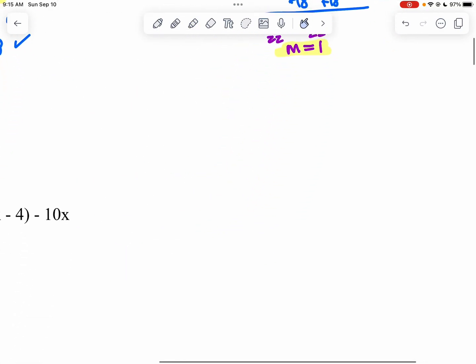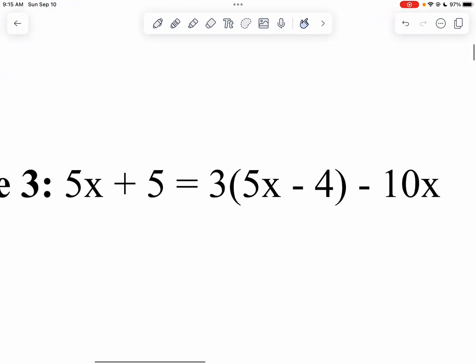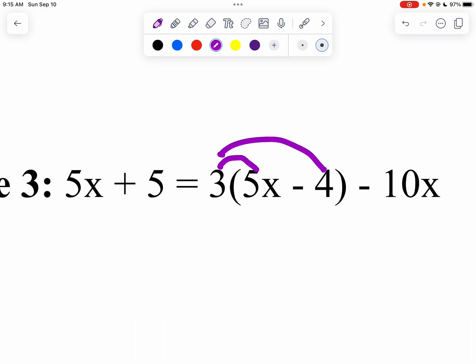Okay, number 3. I don't do anything on the left side because I can't. There's nothing to simplify, 5x and 5. But the right side, I can simplify. So on the right side, I'm going to distribute my 3 inside. So I get 15x minus 3 times 4 is 12. Minus 12. Minus 10x.